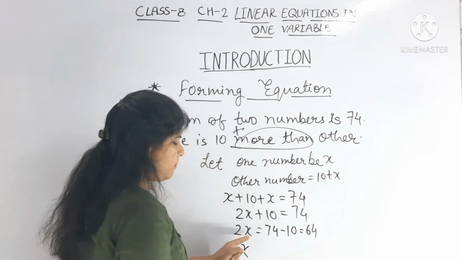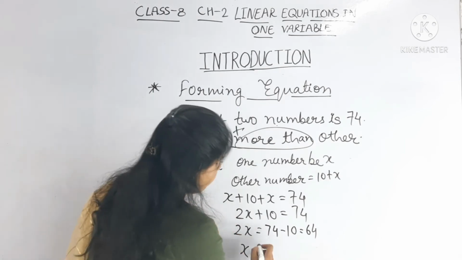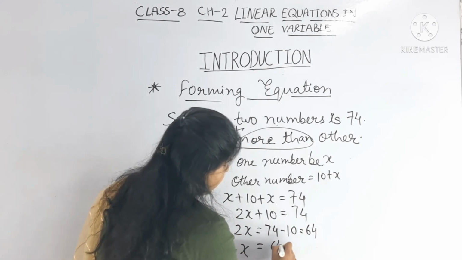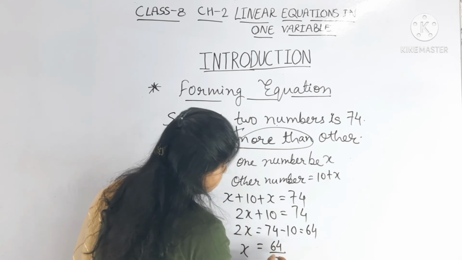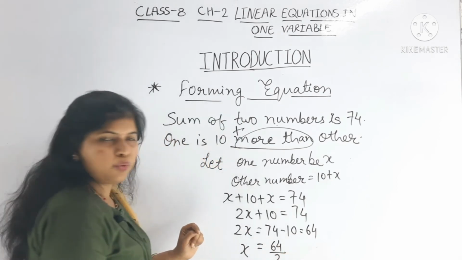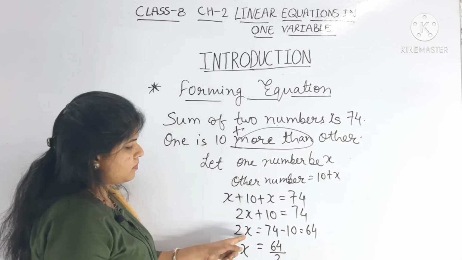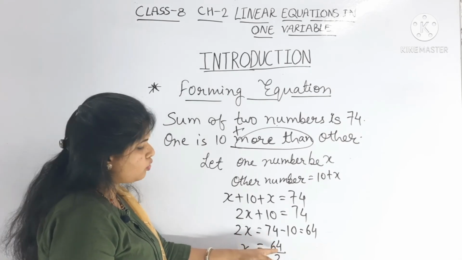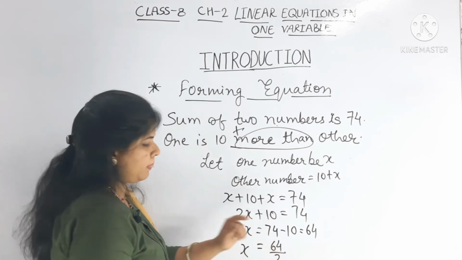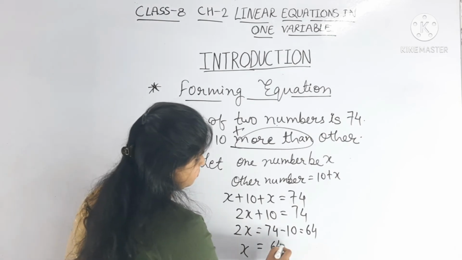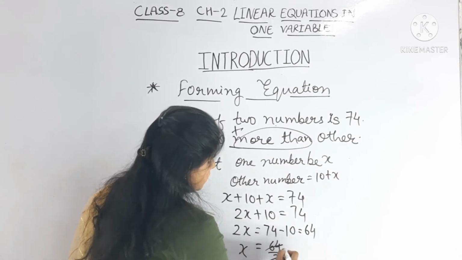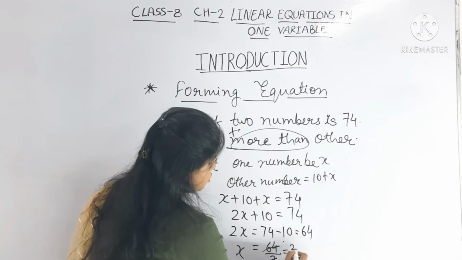Here 2 is multiplied with x. So after the equal sign, what will I get? 64 by 2, that is division. Here it is multiplication, so on the right-hand side I am getting division. That is 2 1s are 2, 3 2s are 6, 2 2s are 4.